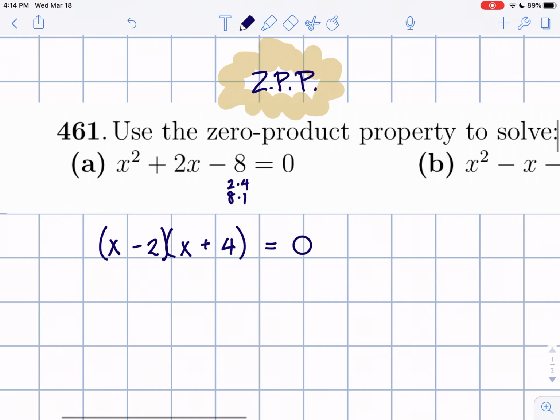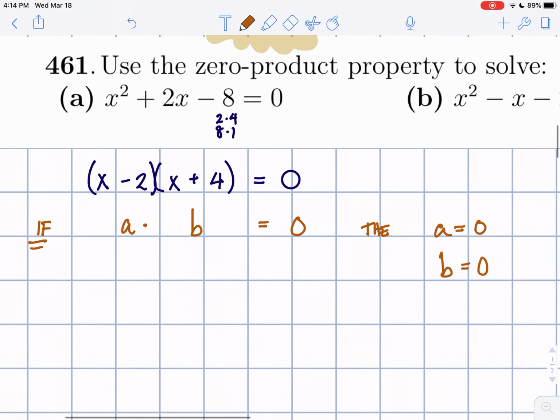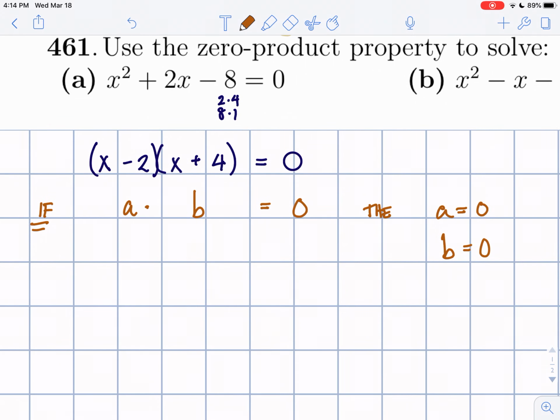Now, the zero product property, remember, says if I have a times b equaling 0, so if this is true, then a equals 0 or b equals 0, right? Because, or both, because you have to have something multiplied by 0 to equal 0. So if a equals 0, that means the term x minus 2 equals 0, which means that x equals 2 would definitely send this equation to 0.